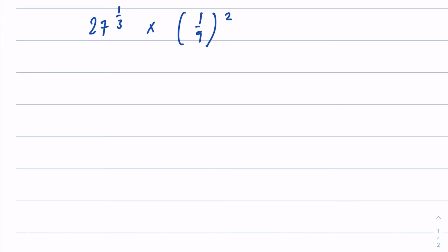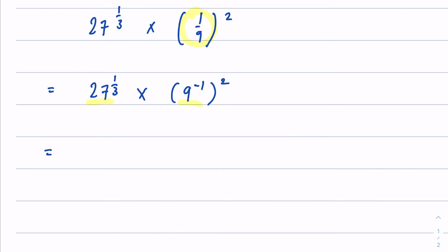Now for the first step, what I like to do is actually to make this fraction into a whole number, because fractions actually make students think that a question is more difficult than it is. So 27 to the power of 1/3 times 1/9, you can bring 9 over to the numerator to give you a -1. So it's 9 to the power of -1. The next step, you actually realize that 27 and 9 are powers of 3.